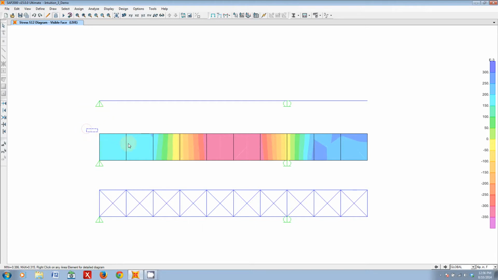What does it mean? Well, what it means is we basically have a positive shear here, and then it transitions into negative, and then it goes back to positive. Alright, that's what it means.